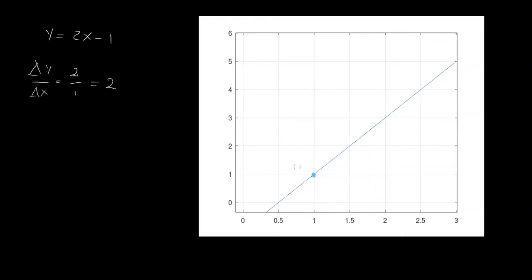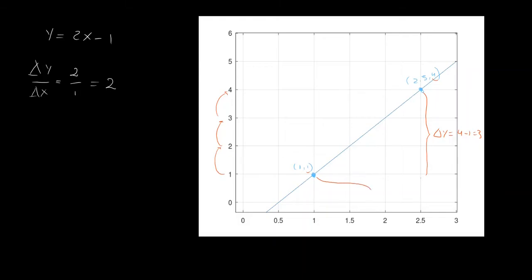The point 1, 1. But let's now take this one, for example, the point 2.5, 4. The change in y is going to be 4 minus 1, which is 3. It's how many units we moved from 1 to 4. We moved 3 units.